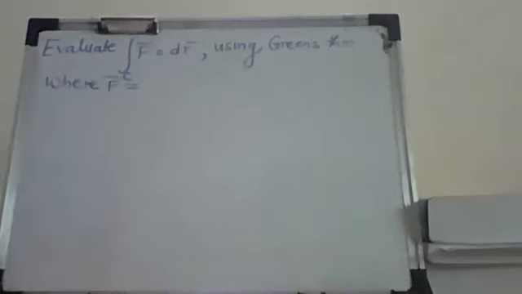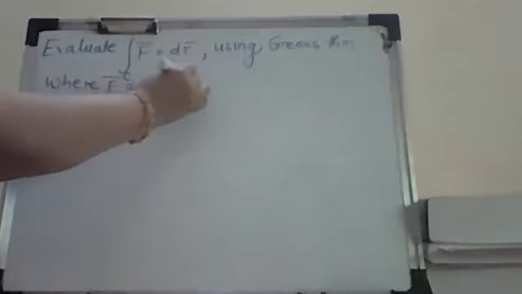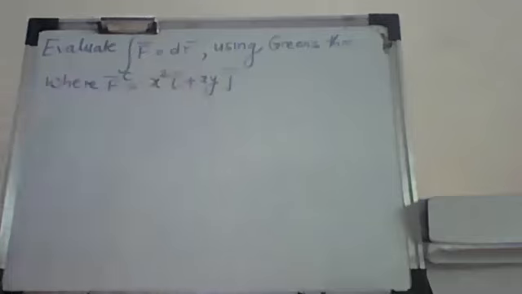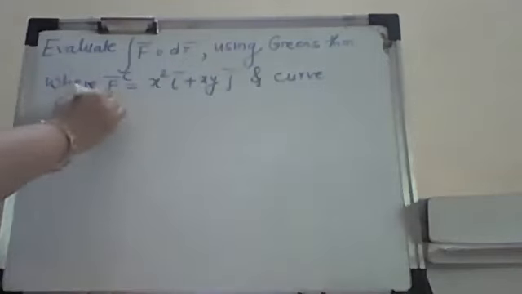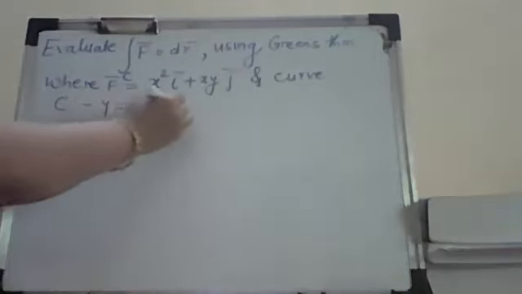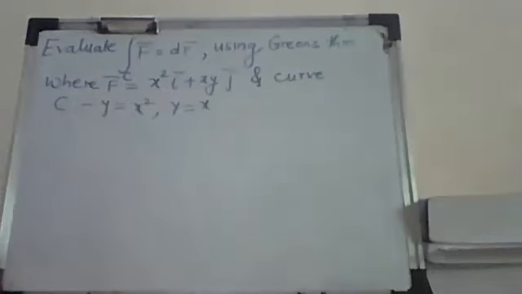f bar is given as x square i bar plus xy j bar, and the curve C is given as y equal to x square, comma, y equal to x. The comma meaning is nothing but you have to consider both. Okay, you have to consider in this case both the things. That is a requirement.